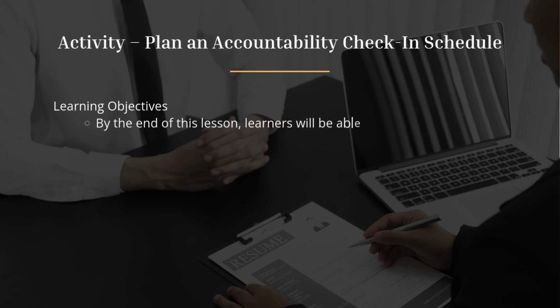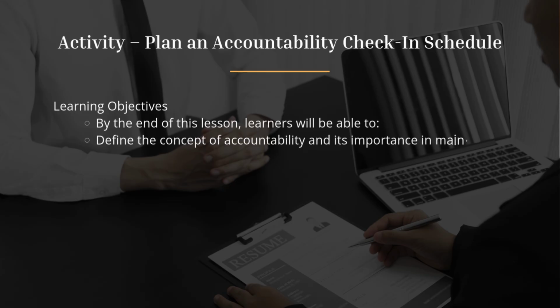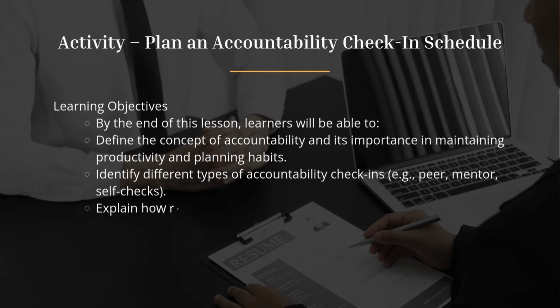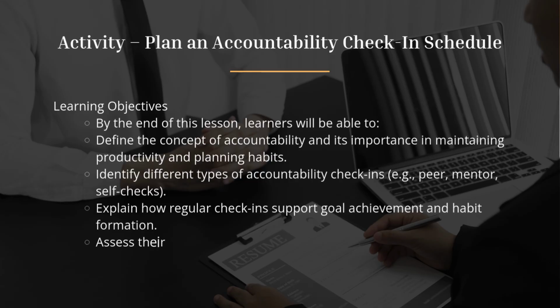Learning objectives. By the end of this lesson, learners will be able to define the concept of accountability and its importance in maintaining productivity and planning habits. Identify different types of accountability check-ins, e.g., peer, mentor, self-checks. Explain how regular check-ins support goal achievement and habit formation. Assess their own productivity goals and determine appropriate frequency for accountability check-ins.